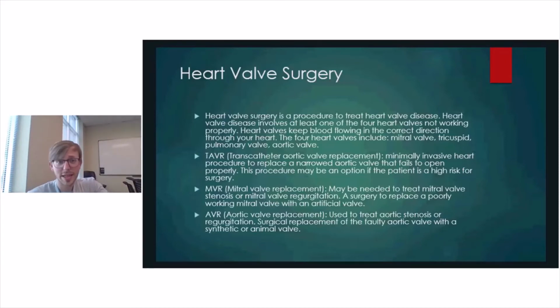So this is essentially the same concept of a TAVR, but it's just through surgery. So it's used to treat aortic stenosis or regurgitation, like I mentioned earlier. In comparison to the TAVR, they actually go in, it is open heart surgery. So they replace that aortic valve with a synthetic or an animal valve.